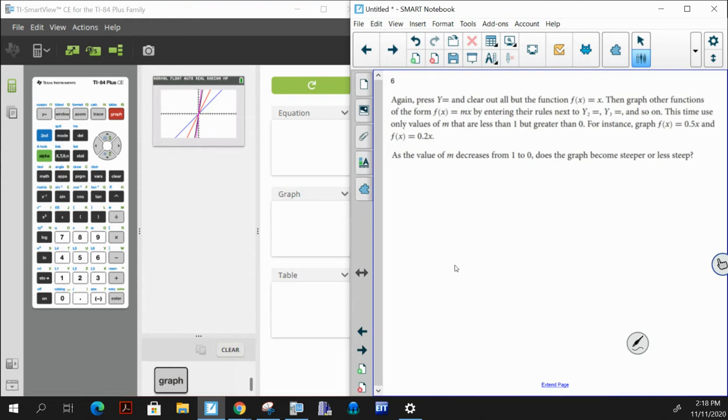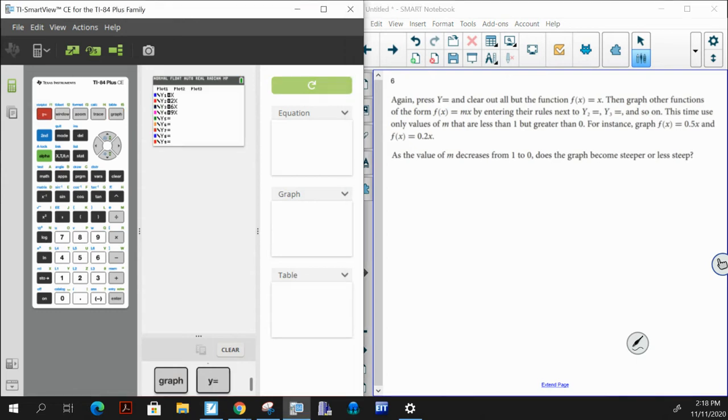Well, let's experiment some more. Let's go back and clear everything out except for the y equals x. Do that right now on your calculator. And let's try multiplying by numbers between 0 and 1. That'd be fractions. So your notes here say try 0.5x, try 0.2x, try anything you want to. What happens there is on your graphic notes.